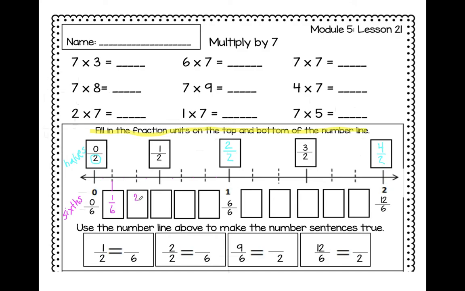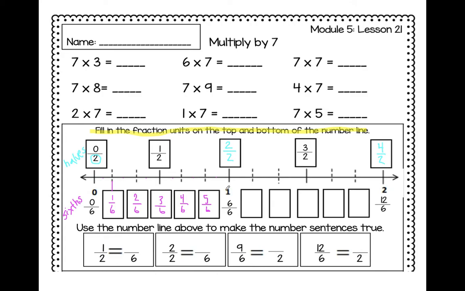All right, and then we have 2/6. Then we have 3/6. So you're going to do this all the way on your number line. I recommend halves being at the top, sixths being on the bottom. Okay, 4/6, 5/6. Now we have 6/6. So 2 over 2 and 6 over 6 equals 1 whole. They're equivalent right there. I'm going to stop.